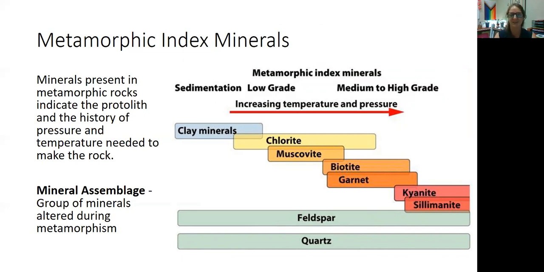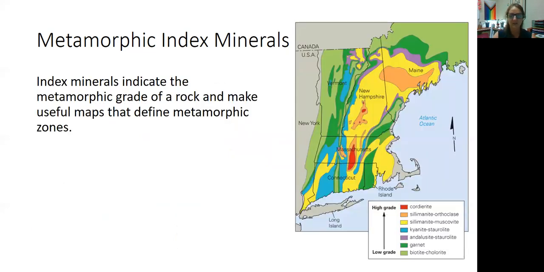For example, looking at this figure, you can see it's possible to have just the right temperature and pressure combination for sillimanite, kyanite, garnet, and biotite to all form together, right? They overlap at the same temperature and pressure area. However, you're very, very rarely going to see these minerals with chlorite because they just don't form at the same temperatures and pressures. So a mineral assemblage is all of those minerals that can form in the same temperature and pressure. And this allows us to use these index minerals, these mineral assemblages, to create maps of metamorphism.